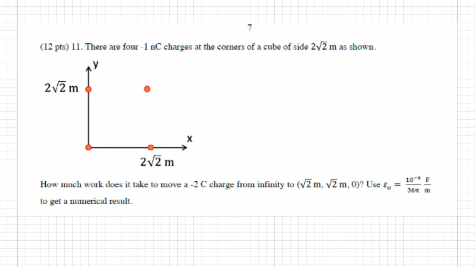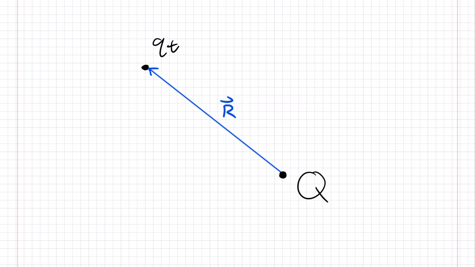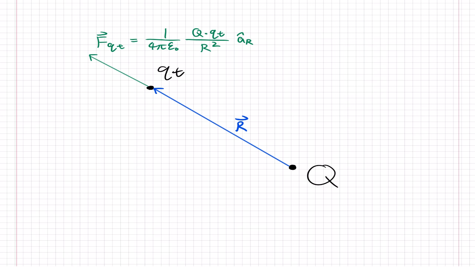I'm going to discuss question 11 for my CPR credit. If we have two charges Q and QT, and the vector pointing from Q to QT is R, the force that QT experiences according to Coulomb's law will be this expression.